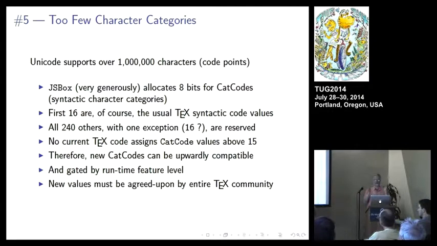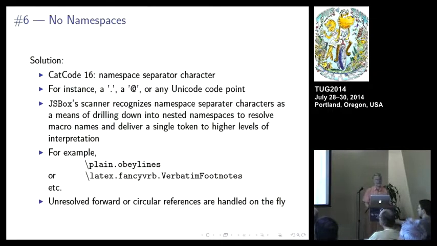If the client says, I want you to run as a TeX82 interpreter, it's not going to allow a new cat code to be defined. And obviously the entire TeX community would have to agree on this if we were to move forward with this stuff. Well, if you want to implement namespaces nicely, you need a new syntactic category.